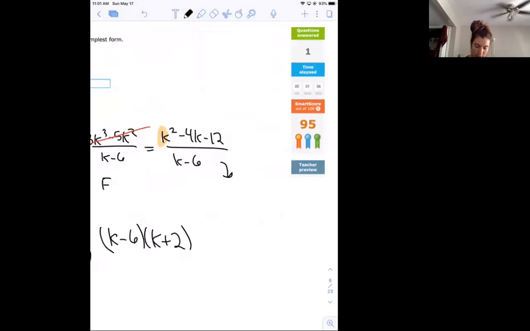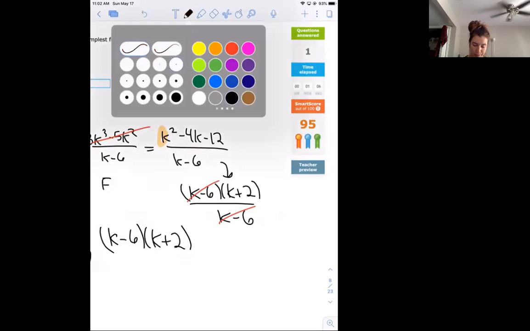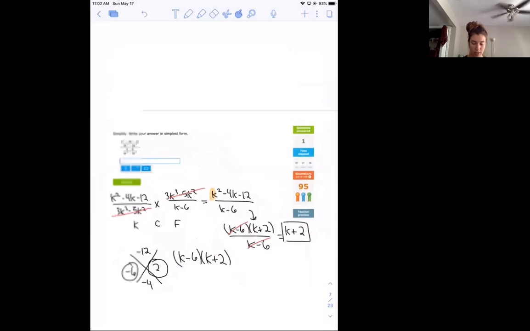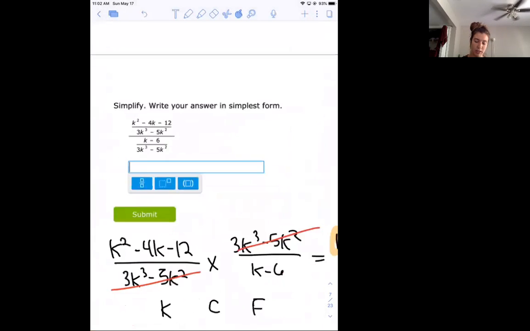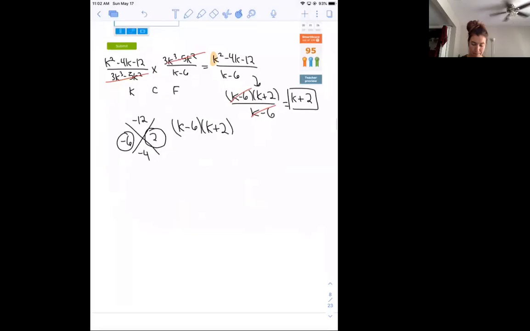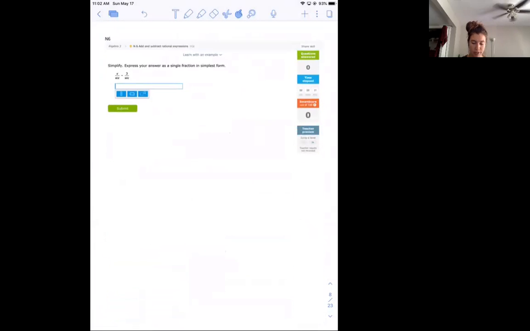So I'll write it down here. Now I have k minus 6 over k minus 6. And you can probably see I have the same binomial on the top and the bottom. I can cancel those out. So I'm just left with k plus 2, and that's your answer. All of that simplified just to k plus 2. That's why simplifying is helpful, because it's a lot easier to work with k plus 2 than that huge number over there.